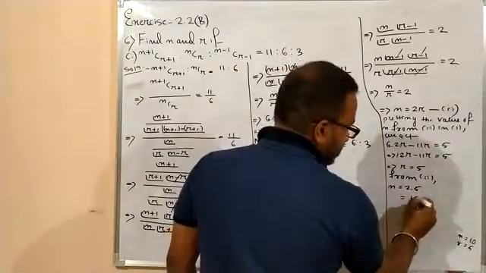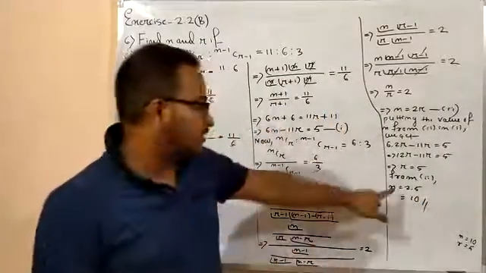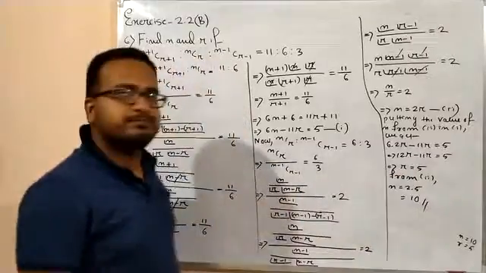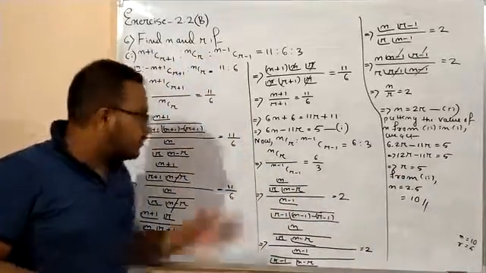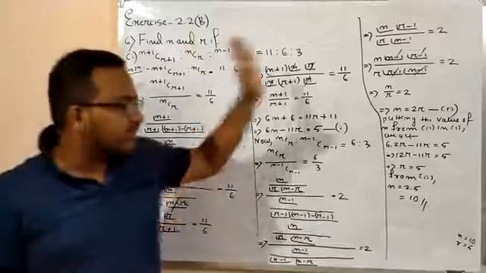So now 2 into 5 is 10. So your answer is what? Your solution is n equals 10, r equals 5. Okay? So this type of problems are also easy, but you have to take care of the calculation part.